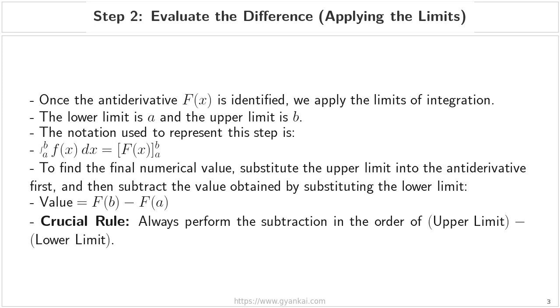Now, this is extremely important and a very common mistake students make. Always subtract in the order of upper limit minus lower limit. So, it's F of b minus F of a, not the other way around. If you reverse the order, you'll end up with the wrong sign for your answer. Remember, we're dealing with signed area, and the order matters to ensure we get the correct result.